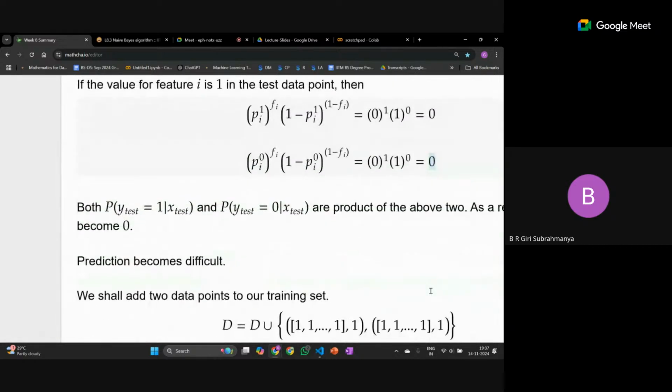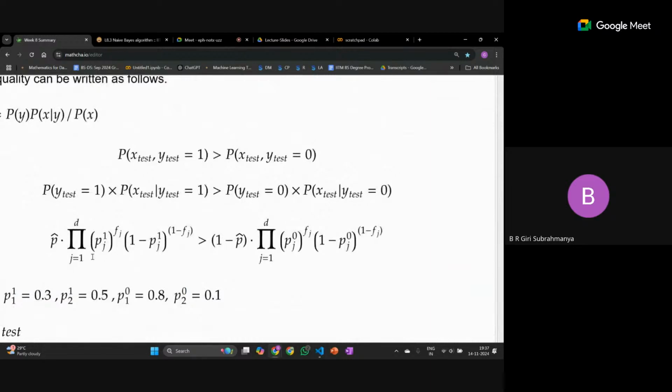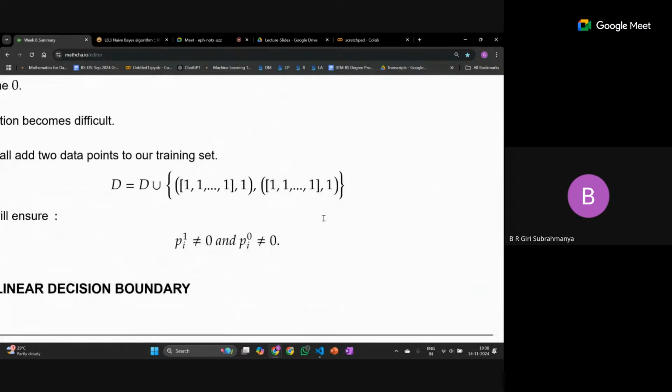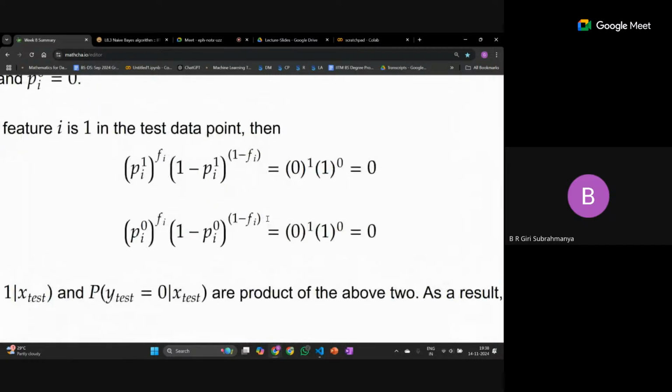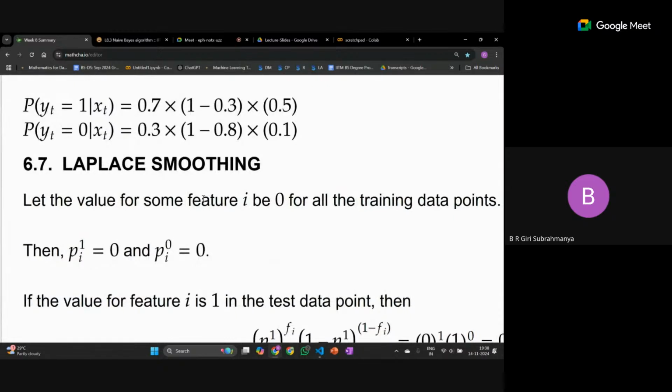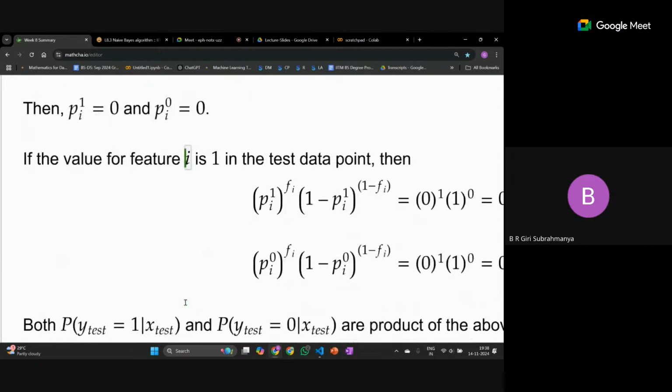Overall, this is a product of everything. Even if one of these becomes 0, the entire thing will become 0. So you'll have 0 greater than 0, which means you are not going to make any meaningful prediction. The issue is that the training data does not have feature i, but the test data point has feature i.